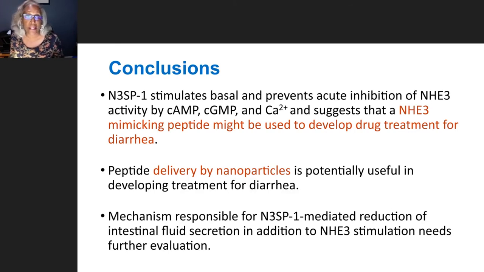So in conclusion, the N3SP1 peptide mimetic stimulates basal and prevents acute inhibition of NHE3 activity by cyclic AMP, cyclic GMP, and calcium, and suggests that an NHE3 mimicking peptide might be used to develop drug treatment for diarrhea. The peptide was delivered by nanoparticles, which is useful in developing the treatment for diarrhea. And the mechanism responsible for N3SP-mediated reduction of intestinal fluid secretion, in addition to NHE3 stimulation, needs further evaluation.